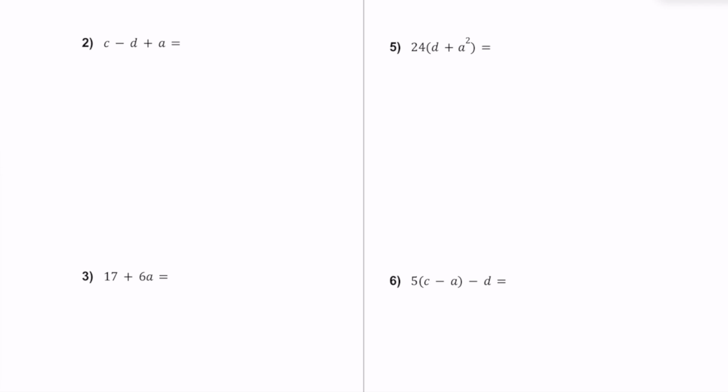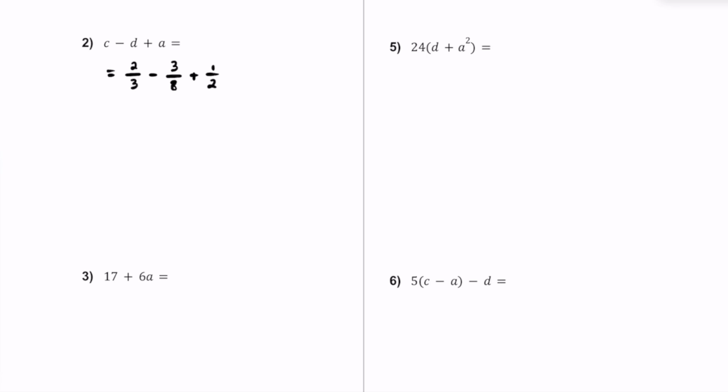For number 2, we have the expression c minus d plus a. So let's turn this into a numerical expression so we can evaluate it. So let's see, c is going to be 2/3. Let's substitute that in. And it's going to be minus d. We know d is going to be 3/8. Let's substitute 3/8 in for d. And then a is going to be 1/2. So let's add 1/2 on at the end here.